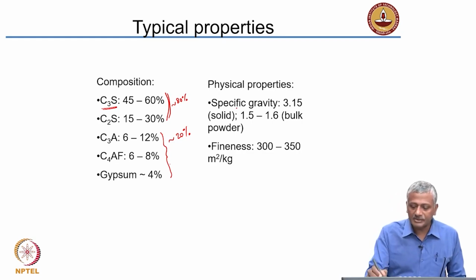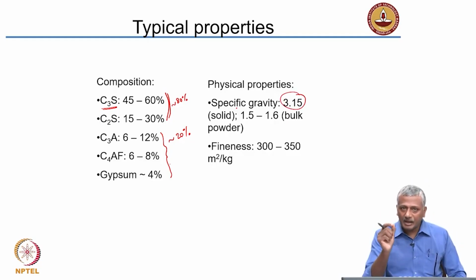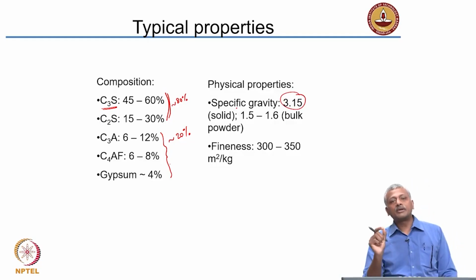The specific gravity of the cement is 3.15. That means if you take each and every grain of cement and somehow you were able to calculate its approximate or exact mass and volume, what you will get by dividing mass by volume is the true specific gravity of the cement. That is the solid specific gravity of the cement.